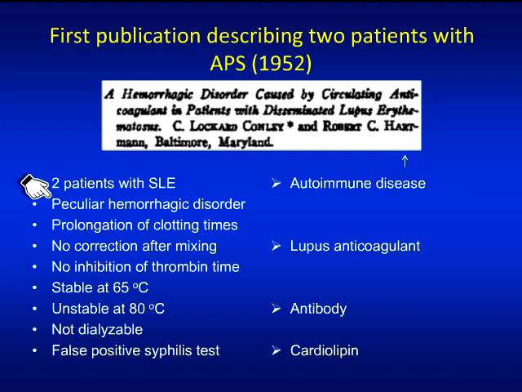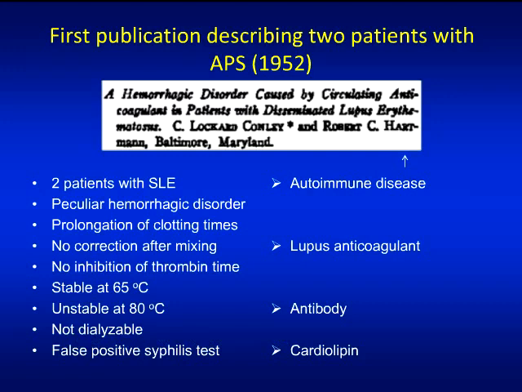They also described that the prolongation of the clotting time could not be corrected by mixing with normal pooled plasma, and there was no inhibition of the thrombin time, indicating what we now call a lupus anticoagulant. Also, the inhibitor was stable at 65 degrees and unstable at 80 degrees, indicating that it had to do with an antibody. And moreover, there was a false positive syphilis test, and at that time syphilis was measured as antibodies against cardiolipin, so there was also an indication that these patients had anti-cardiolipin antibodies.